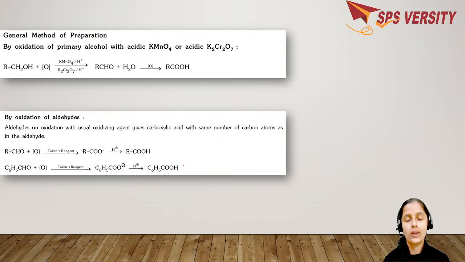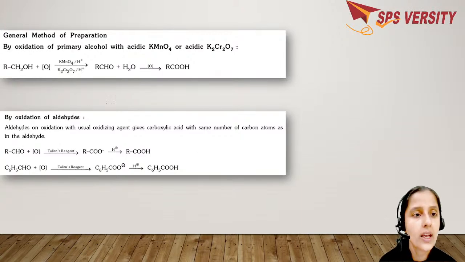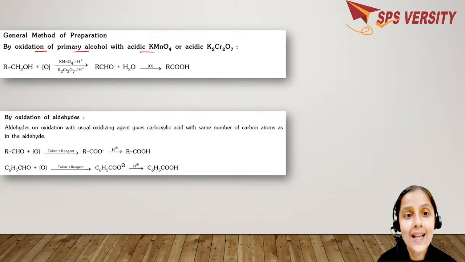Okay, so we'll go to the general methods of preparation in the case of carboxylic acid. When we speak about carboxylic acid, we refer to the preparation of monocarboxylic acid. The carboxylic acid contains one COOH group. So the first thing you can do is the oxidation of primary alcohol with acidic KMnO4 or acidic K2Cr2O7, which is a very strong oxidizing agent.